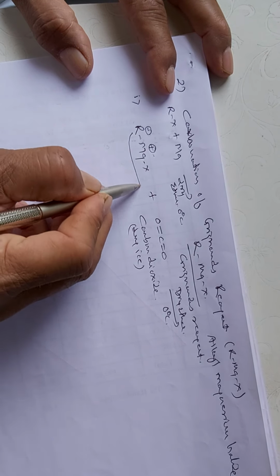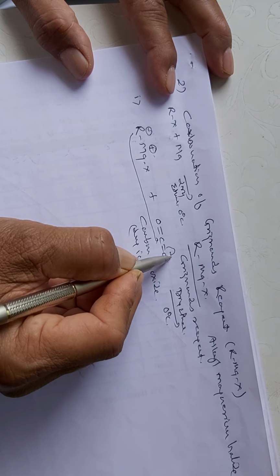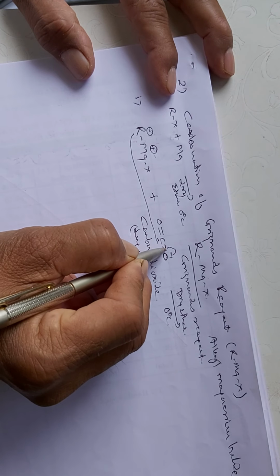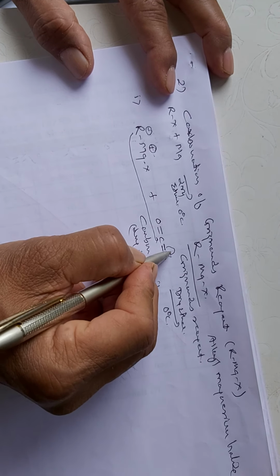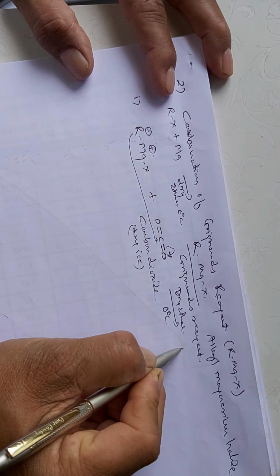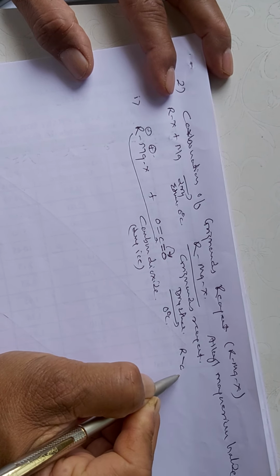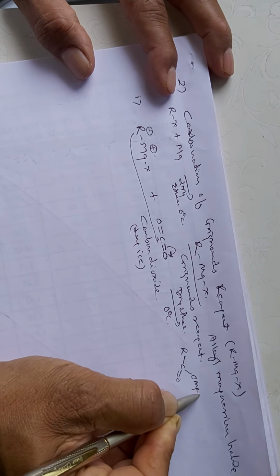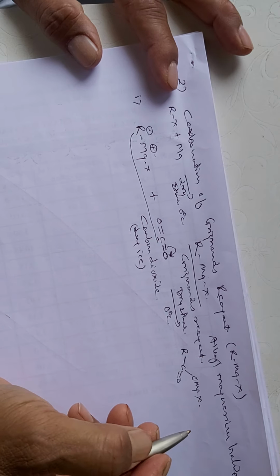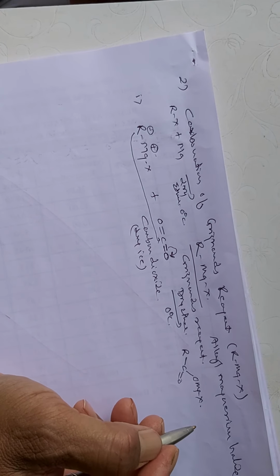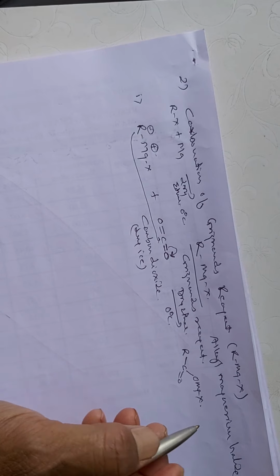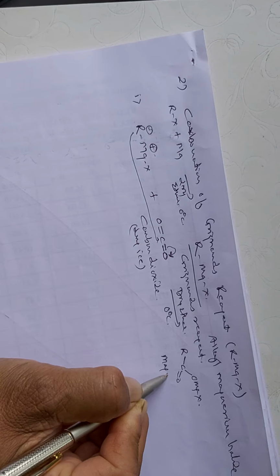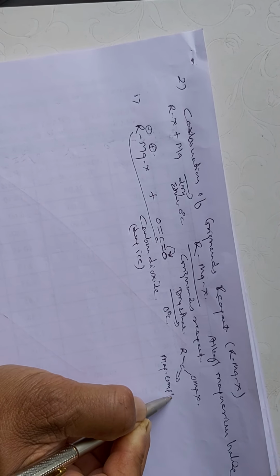R minus will attack on the carbonyl carbon, and this will form a magnesium complex. This Mg plus will attack on this O minus, where the pi bond breaks and shifts the electron density towards oxygen, and so you get R C double bond O, OMgX. So in this way we are getting the formation of a complex.